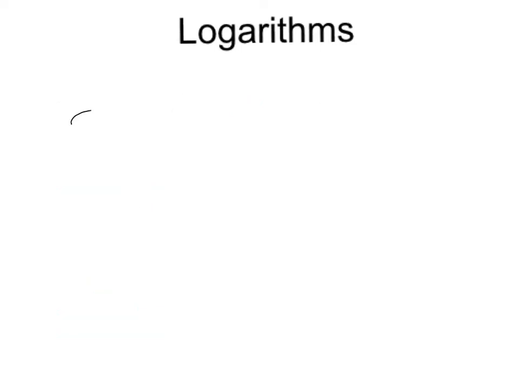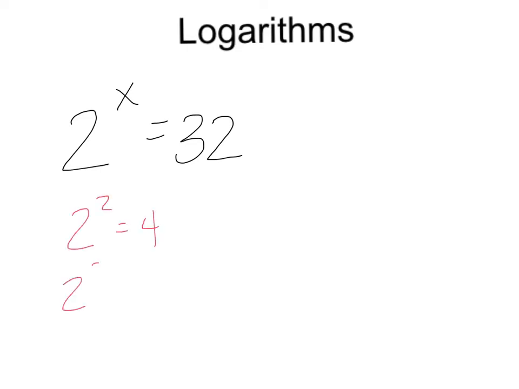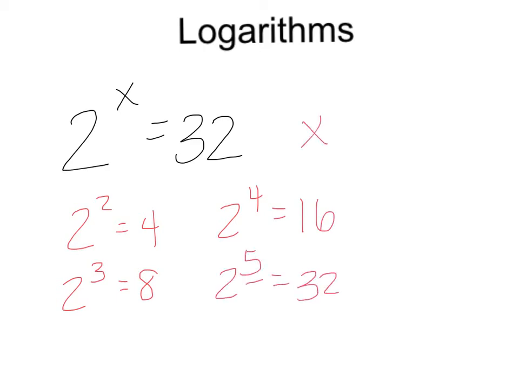What if I had 2 to the x equals 32? So this one's a little bit trickier because we've got to do a little bit more work. Since 2 to the second was 4, 2 to the third, which is 2 times 2 times 2, is 8. 2 to the fourth is 8 times 2, 16. And then 2 to the fifth is 32. So here my x value is 5. 2 to the fifth power is 32.